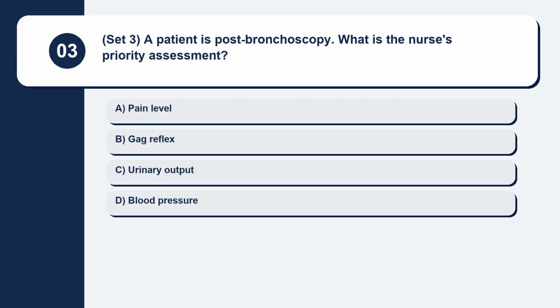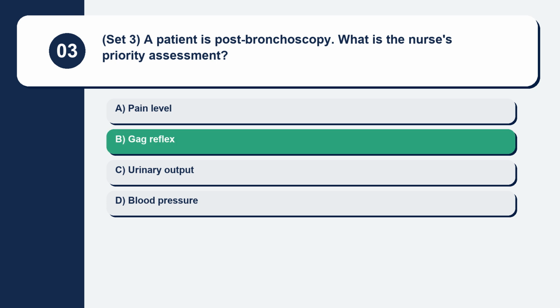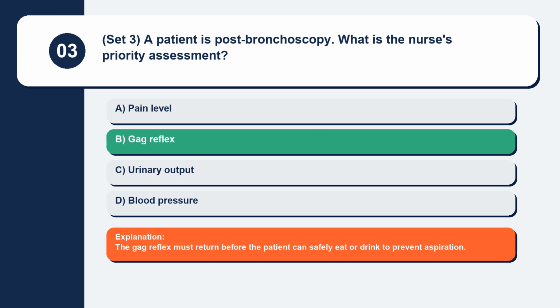Question 3. Set 3. A patient is post-bronchoscopy. What is the nurse's priority assessment? Pain level, gag reflex, urinary output, blood pressure. The gag reflex must return before the patient can safely eat or drink to prevent aspiration.